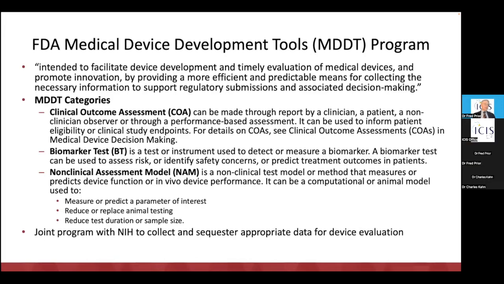And so it's part of the regulatory submission process to the FDA, and they've been working closely with the NIH, as I said, to gather and sequester appropriate data for this independent validation. And they've defined a set of categories, which I won't go into in significant detail, but you can see their tools for clinical outcome assessment, biomarker testing, and then non-clinical assessment models. Each of these have their own set of requirements because they're different contexts of use, which is an important concept in this framework, that in which the tools are evaluated. So this is a nice regulatory framework, and there's very detailed documentation of what a developer of a commercial tool has to do in order to get it through the FDA approval process.